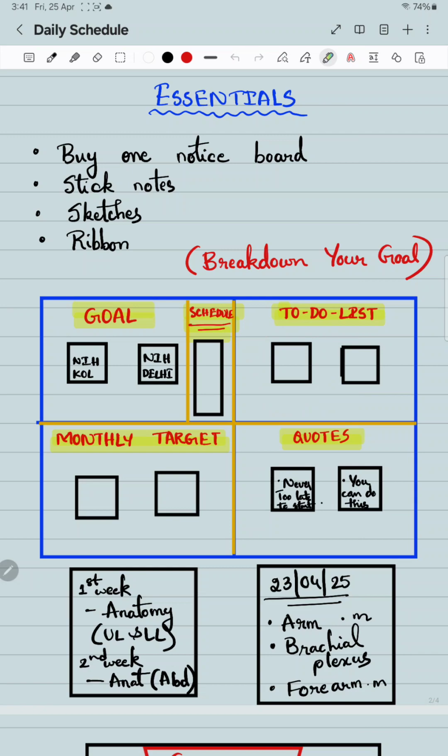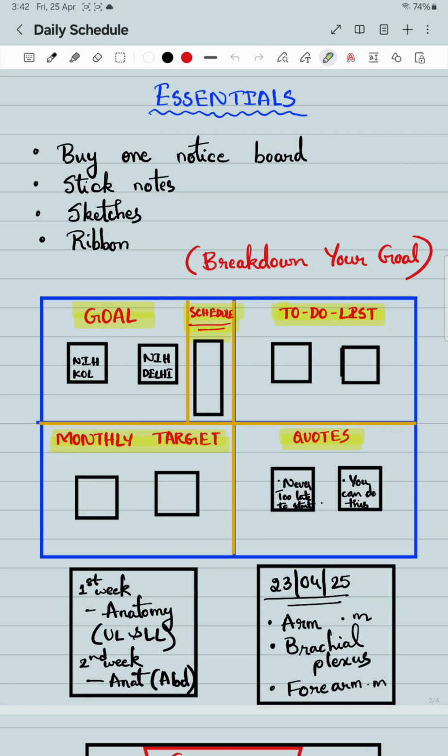Have a section of quotes which will push you daily, like "You can do this" and "It's never late to start, start today." Quotes which will stimulate your mind and push you toward whatever you are trying to achieve, so that whenever you are zoned out or not studying, you can go through your quotes and get stimulated.